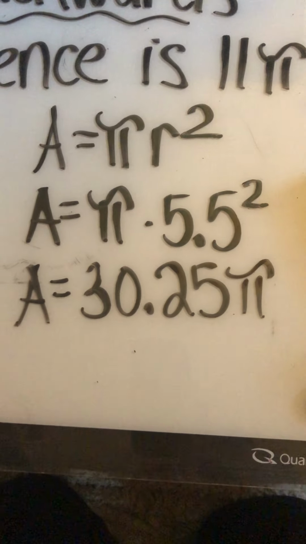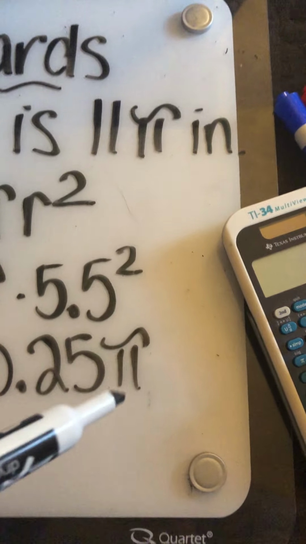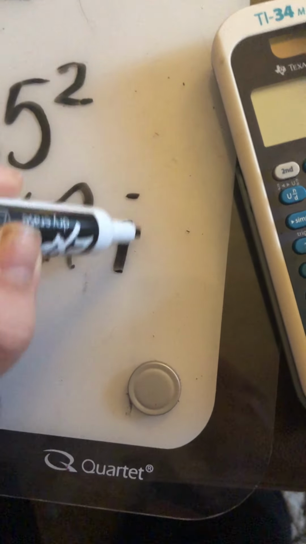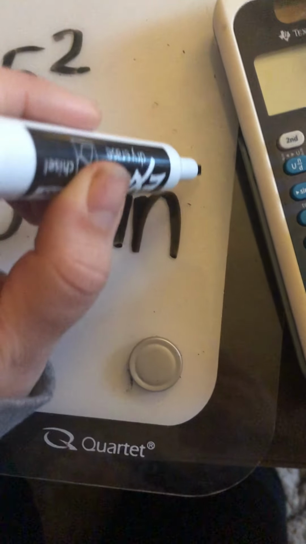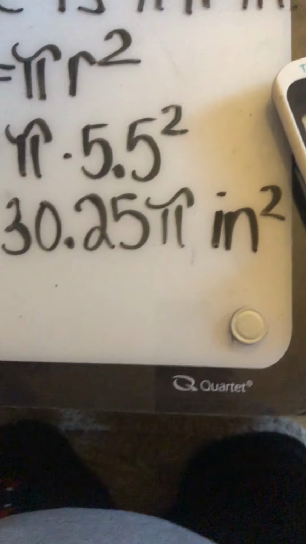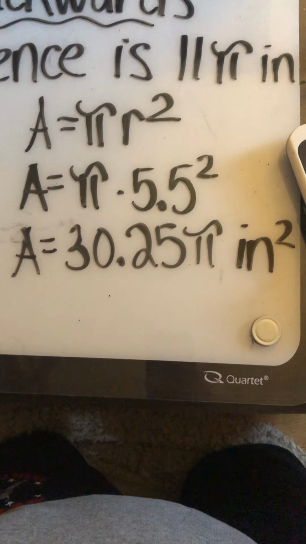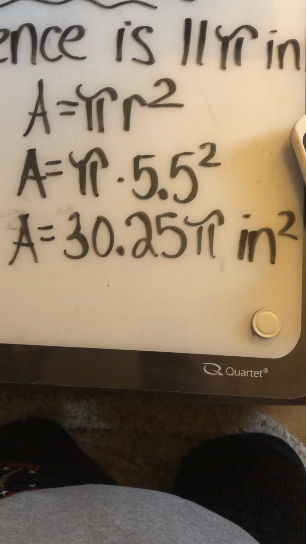And the only thing missing is the units. So the units, again, were inches. So I'm going to put inches, and then I'm also going to put squared. Because remember, when we do units for area, the units are always squared.